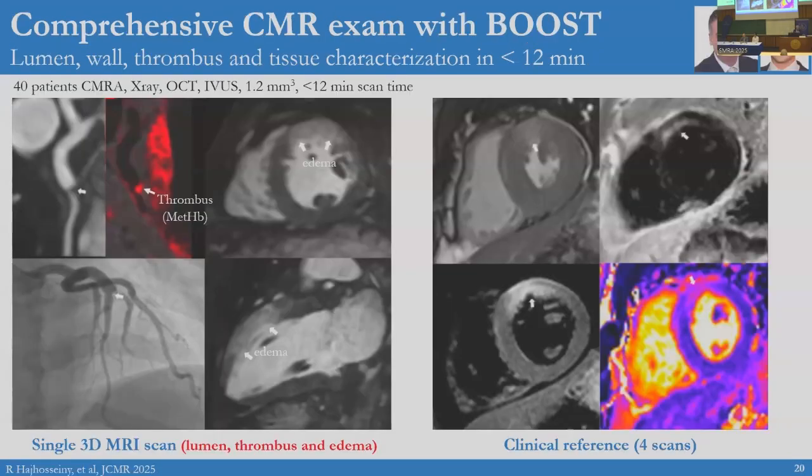And this example shows you basically the lumen obstruction, and we also see the reason why the lumen is obstructed. On the black blood image, we see a thrombus. But in the same scan, we can also look at the myocardium, so we see the edema that this thrombus is causing. And on the right-hand side, you see the clinical scans. In this case, usually we run 4 scans to get, let's say, the same information.